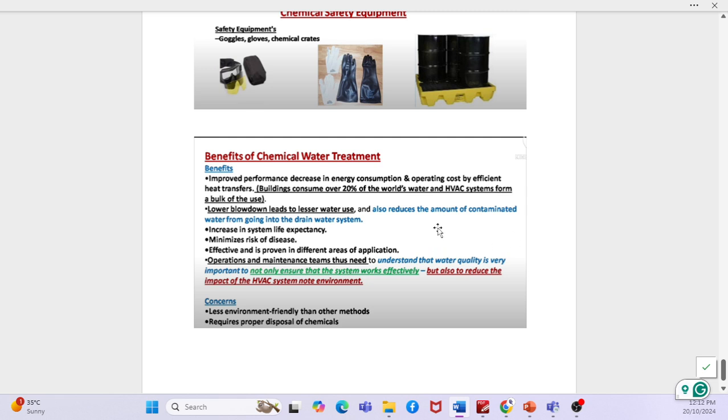You will add the chemicals based on the manufacturer's recommendation, for pH to control the pH level. What is the percentage per meter cube you have to add for controlling biocides? What is the percentage or the amount per meter cube of water you will be adding, so that you can maintain the water quality in the system. Is it clear?